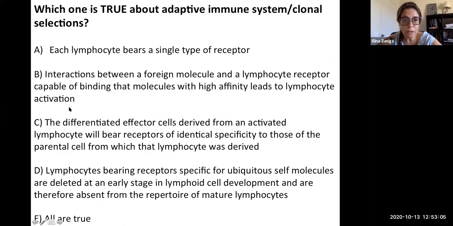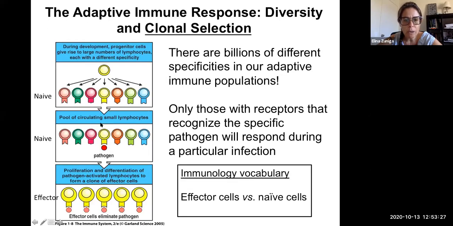C, so this is true as well. So C is the differentiated effector cells derived from an activated lymphocyte will bear receptors of identical specificity to those of the parental cell from which the lymphocyte was derived. And this is true. And again, this is depicted here. So the effector cells will share the same receptors that have the same specificity for the same ligand than the parental cell receptor that originated this effector cell, okay?